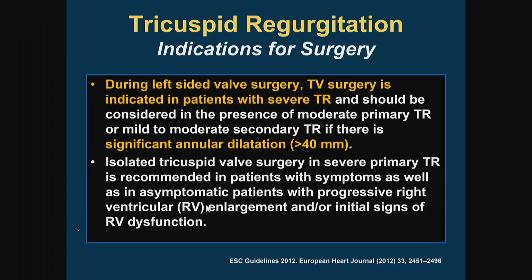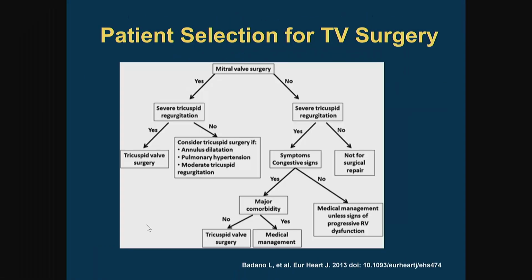Isolated tricuspid valve surgery is a much more difficult thing to consider, but should be considered in patients with severe primary tricuspid valve regurgitation if patients have symptoms, or in asymptomatic patients with progressive right ventricular enlargement or initial RV dysfunction. So when there is incipient right ventricular failure, even in asymptomatic patients, we should consider it, and anybody with severe primary tricuspid valve disease in which symptoms are present should be considered.